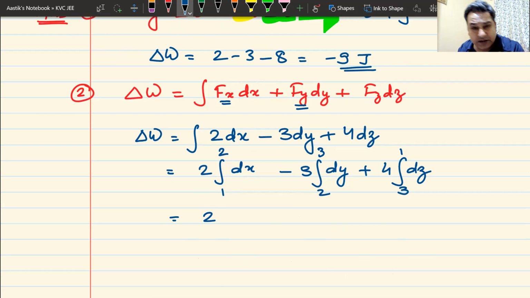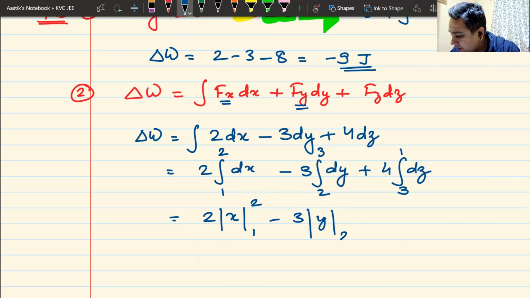2 times, what is the integral of dx? You all know it. Integral of dx is x, with limit from 1 to 2, minus 3 times, what is the integral of dy? Integral of dy is y, with limit taken from 2 to 3, plus 4 times, what is the integral of dz? Integral of dz is z, taken from 3 to 1.